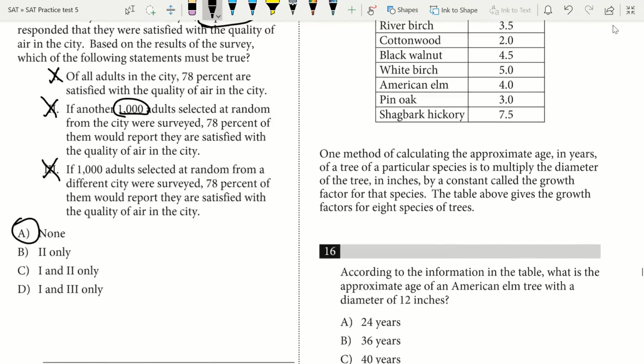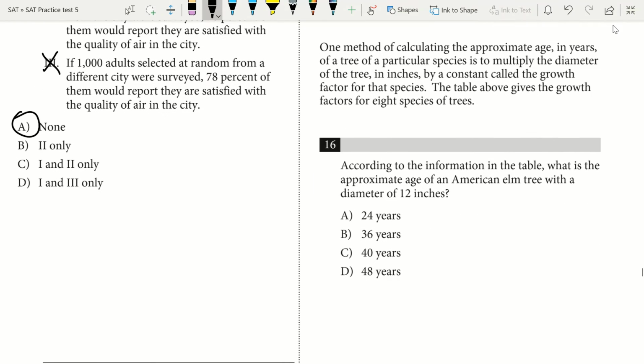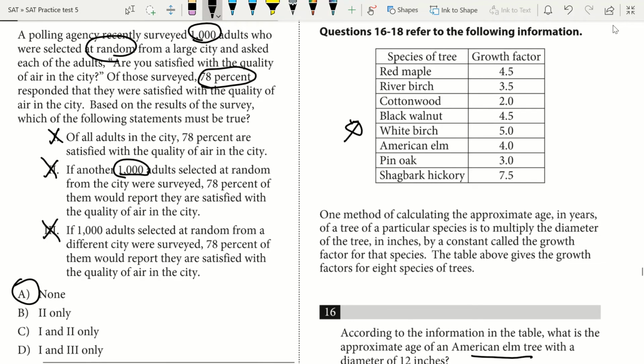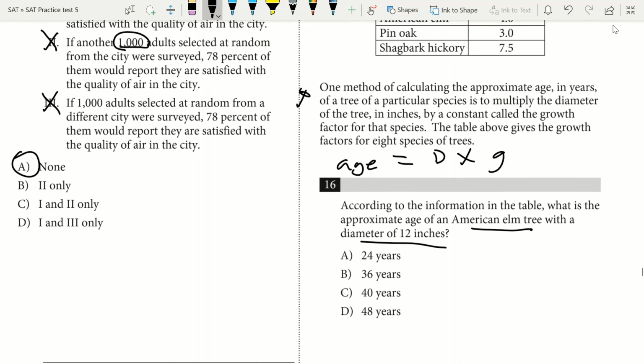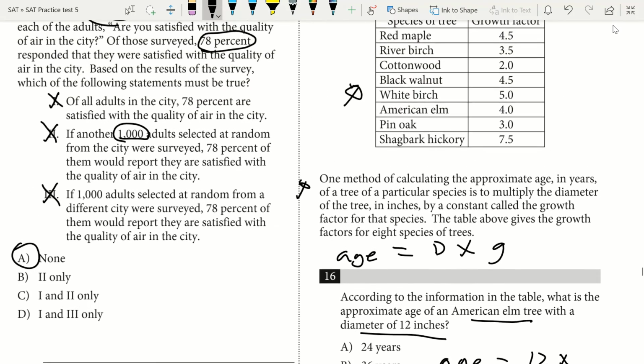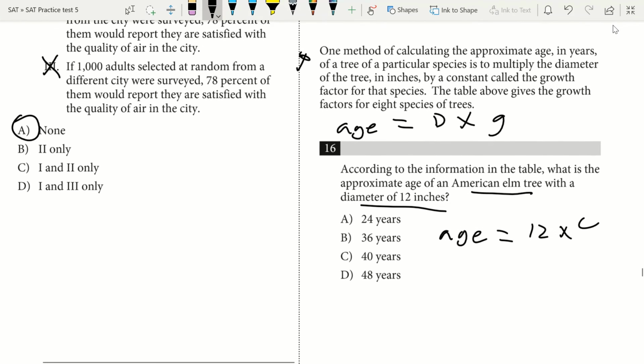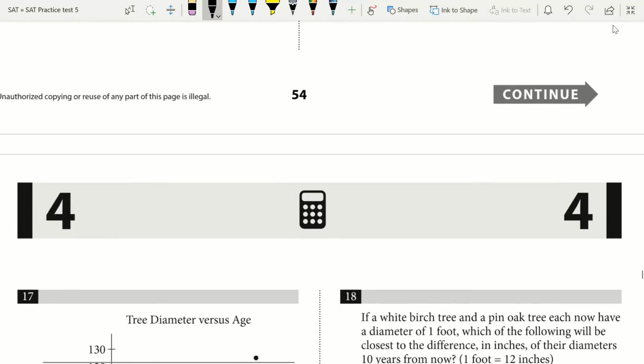All right, question 16 is referring to the information above here. According to the information in the table, what is the approximate age of an American elm tree with a diameter of 12 inches? All right, so I got this table. I read my little description here. One method of calculating the approximate age in years of a tree is to multiply the diameter of the tree in inches by a constant called the growth factor. The table above gives growth factor for 8 different species of trees. All right, so I'm asked about an American elm. I'm asked to solve for the age when the diameter is 12 inches. So I'm going to do 12 inches times my growth factor for American elm, which is 4, and that will give me 48 years. So my answer there is D.